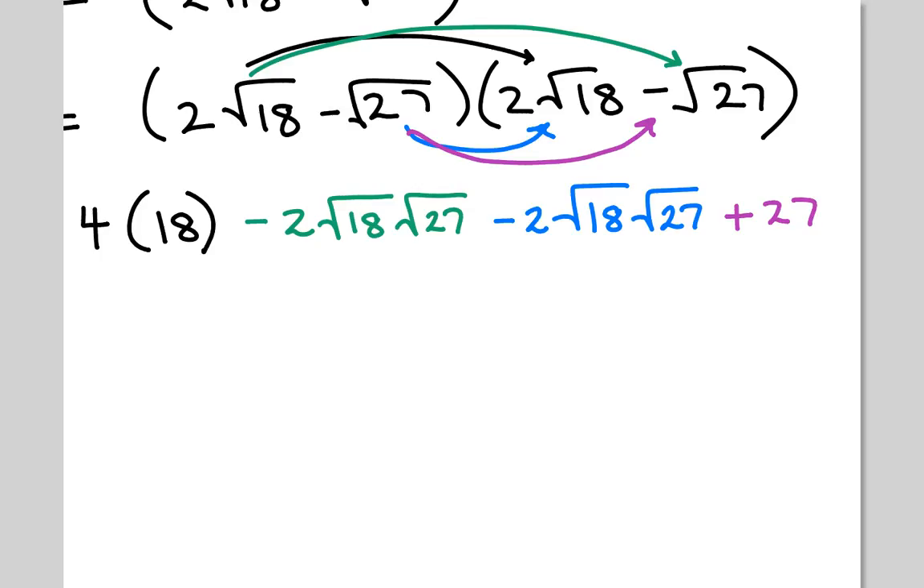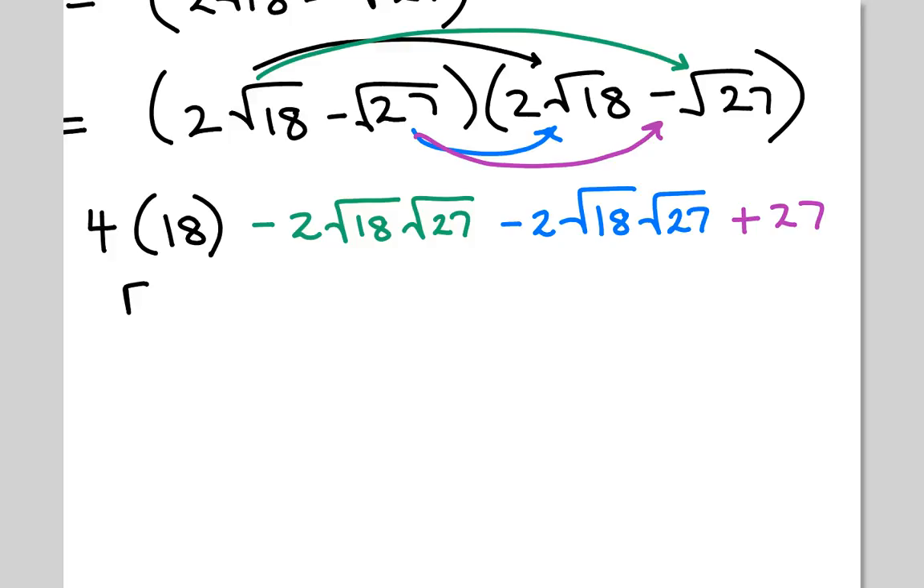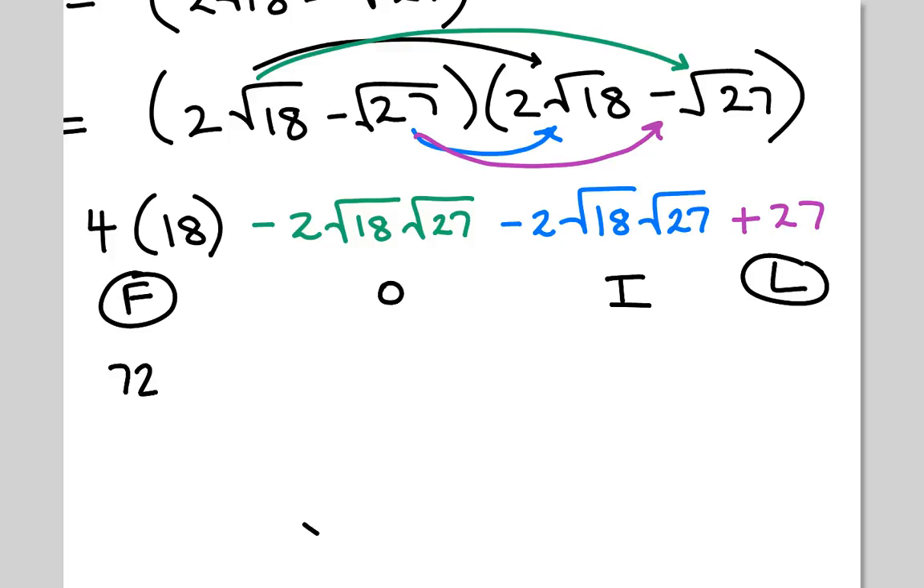All right. So the first, the outer, the inner, and the last. The first and the last terms are whole numbers, so let's just figure those out. 18 times 2 is 36, times that by 2 is 72. And 72 and 27 is 99. Okay, so that's dealt with. Just did some quick mental math on some whole numbers.